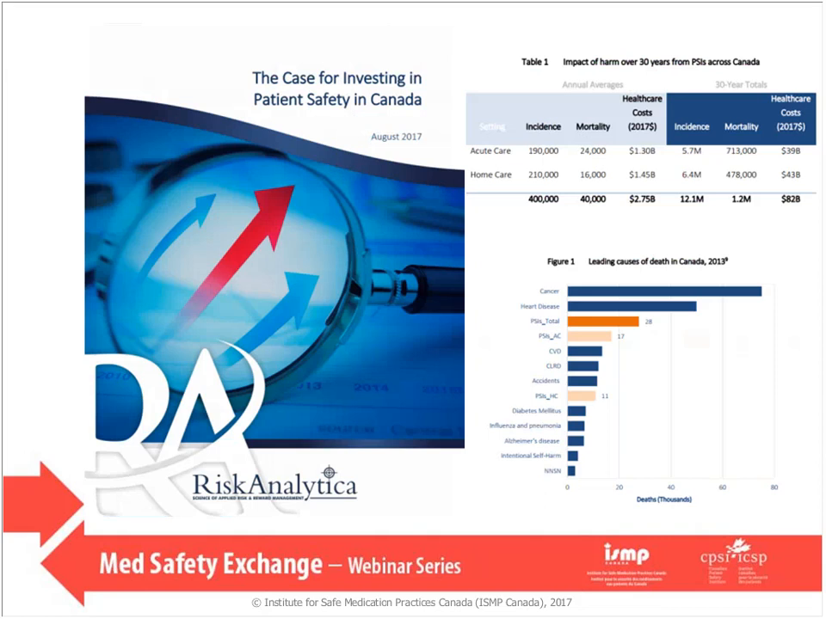The report estimates that over the next 30 years, over 12 million Canadians will be harmed by the healthcare system. 1.2 million Canadians will lose their lives to a patient safety incident within acute and home care settings. Patient safety incidents will cost the healthcare system close to $82 billion, and the report also states that there could be roughly 400,000 average annual cases of patient safety incidents, costing around $7,000 per patient and generating an additional $2.75 billion in healthcare treatment costs per year.